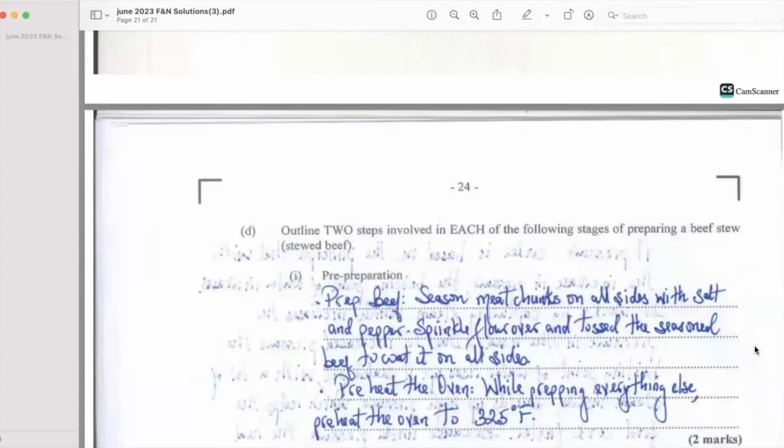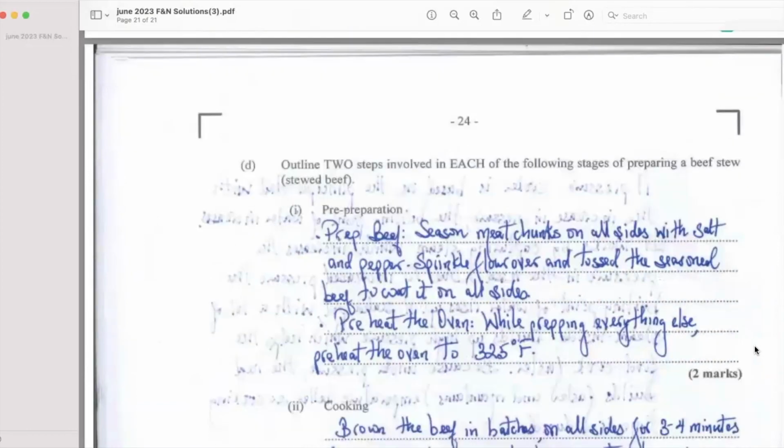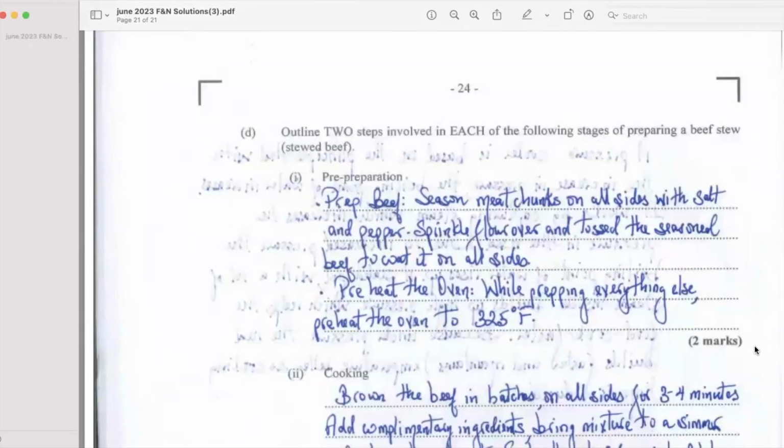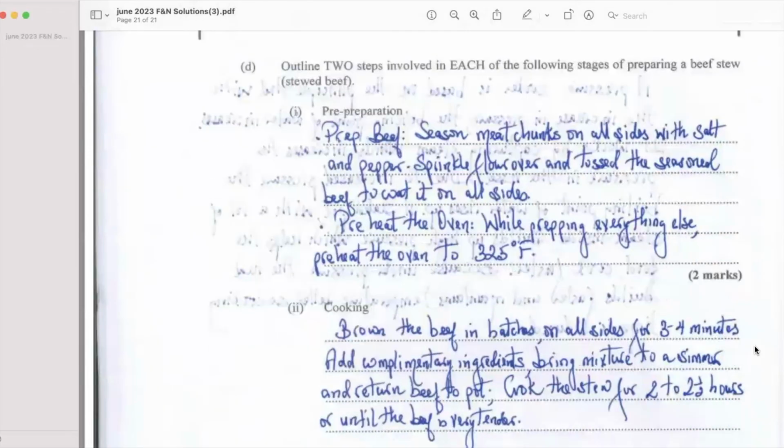Outline 2 steps involving each of the following stages of preparing a beef stew. So the pre-preparation will be what you do before, and the preparation will be what you do on the day. So for the pre-prep, you season up the meat, you marinate it, you season it with your herbs and stuff. Preheat the oven while prepping, then you preheat the oven at 325. It doesn't have to be an exact figure, but you put it to the highest heat.